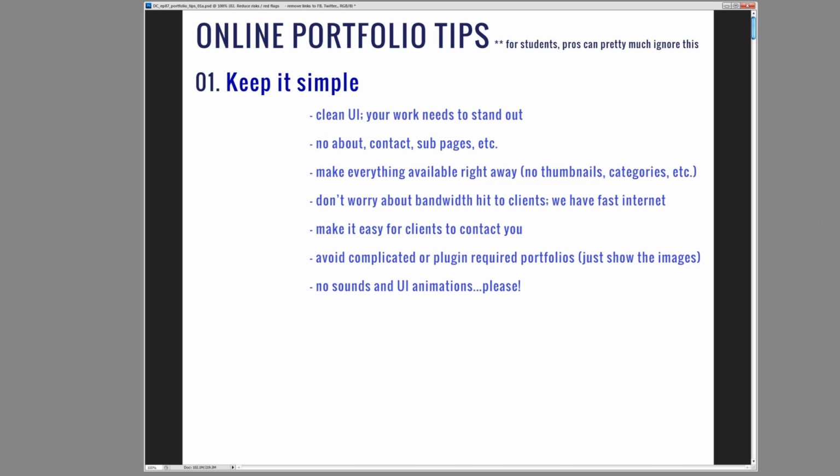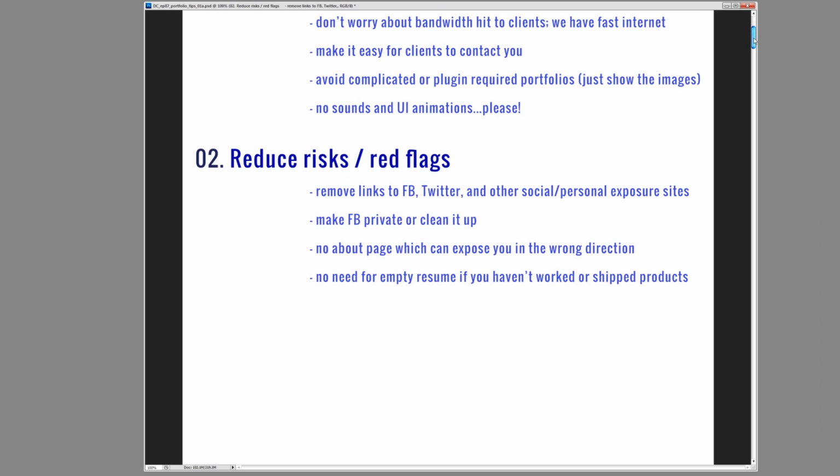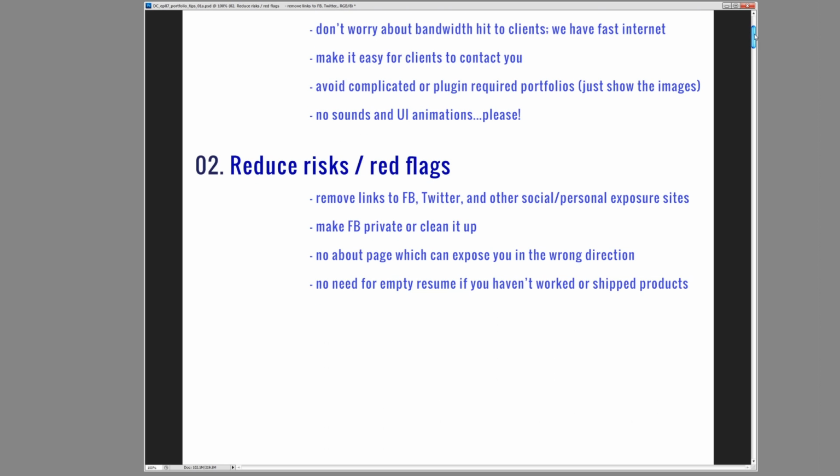All right, I'm gonna move to number 2 now, big category, which is reduce risks/red flags. What this means is, number 1, remove links to your Facebook, Twitter, and other social personal exposure sites. Now, we all have Facebook, we all have Twitter and things. That's fine. But when you're looking for work, you're basically exposing yourself to potentially harmful information or even misleading information.